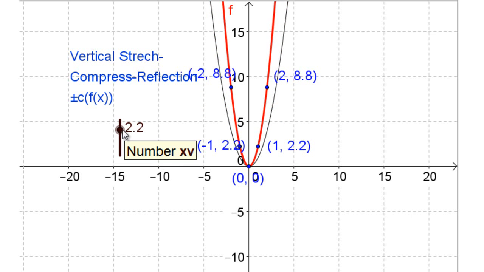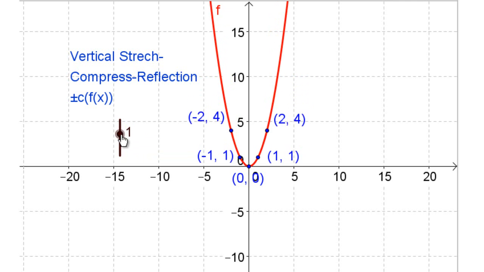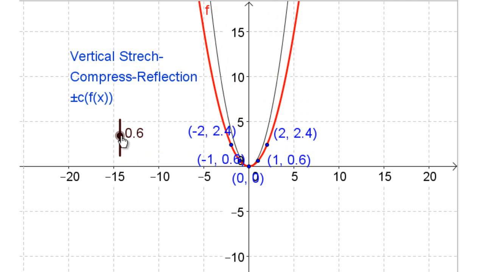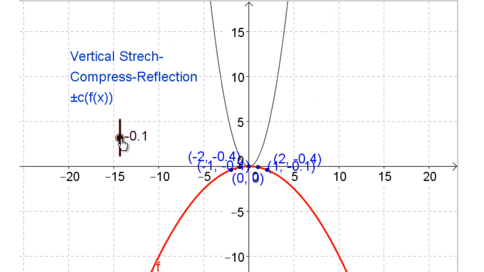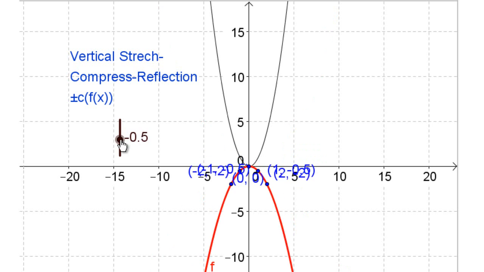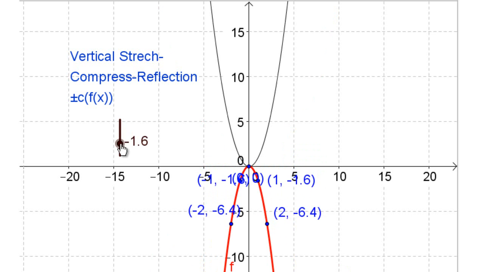Likewise, it happens when you multiply by a number less than 1, like 0.6. This is compressing. Do you see it's compressing? Vertical compressing, when you multiply by a constant less than 1. Okay, now what happens when it's negative? Well, when it's specifically negative 1, it is obviously a reflection about the x-axis.